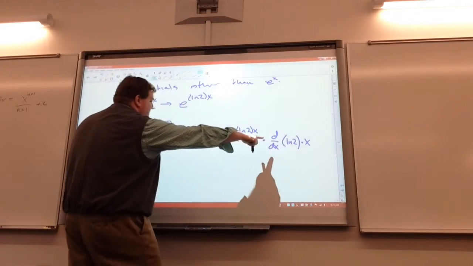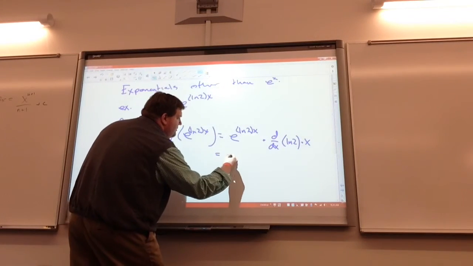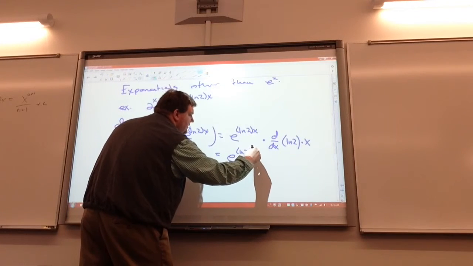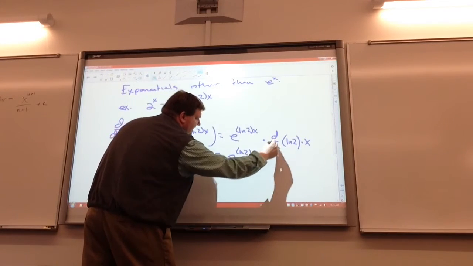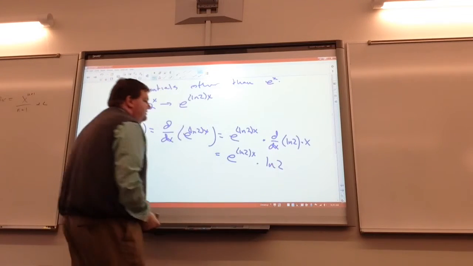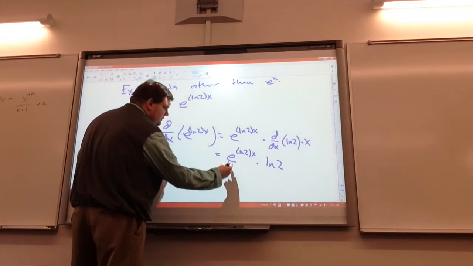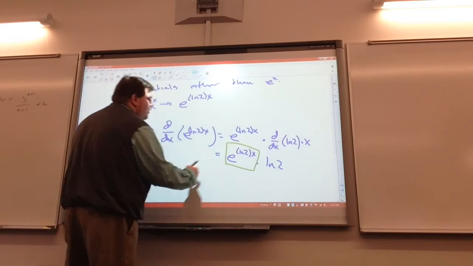But this is how this comes out. We would get e to the ln of 2 times x, times the ln of 2, when I did all that derivative out. Well, what does this equal?